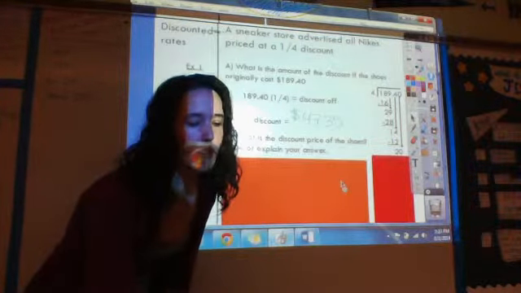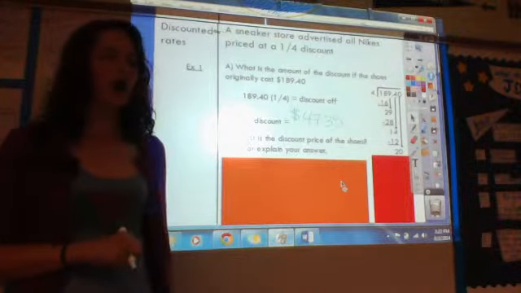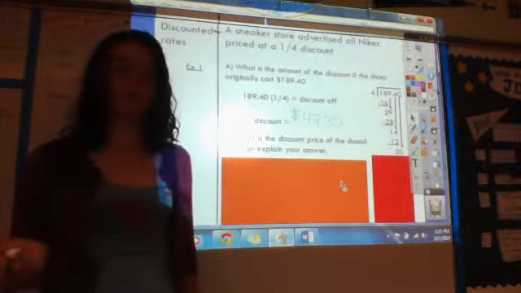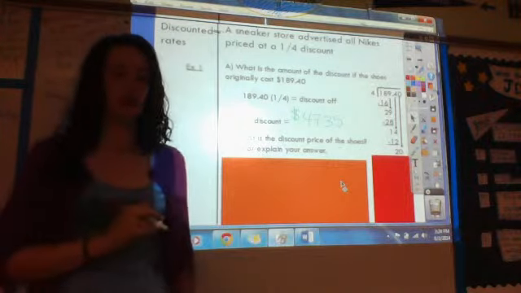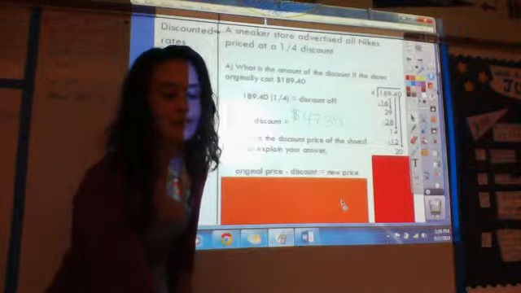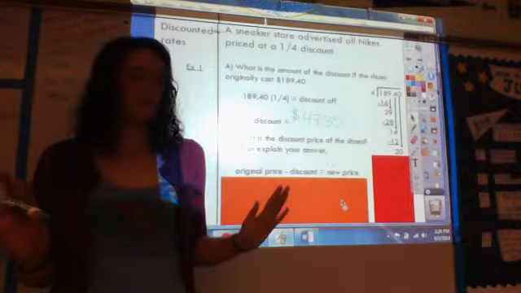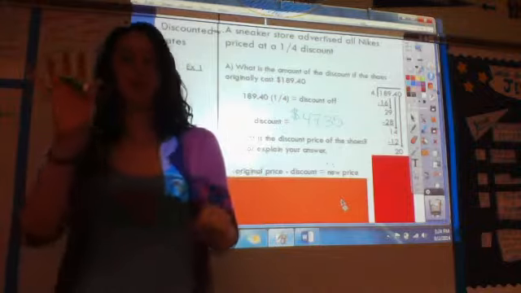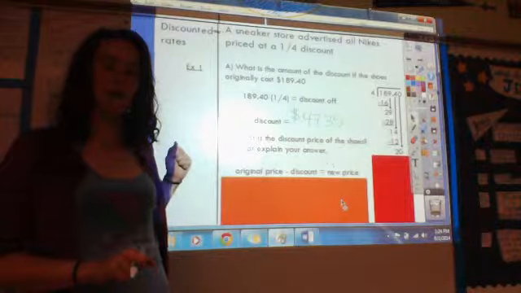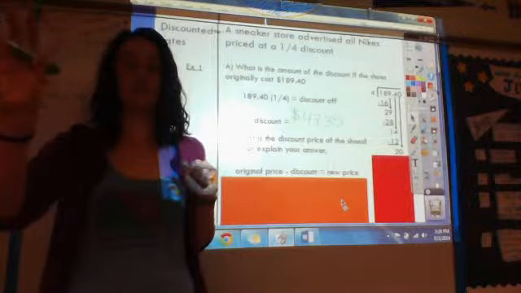My second part of my question is, what is the discount price of the shoes? Show or explain your answer. So, I have my original price, which was $189.40, and I also have my discount, which I know is the amount that was taken off of what I actually purchased. So, how I'm going to write my answer is original price minus discount equals new price. Now, there's one thing we should go over right now before anyone gets confused. We have our discount, and then we have a discount price or a new price. Our discount is the amount that was taken away from the original price, and our discount price or new price is the amount that you actually paid, the sale price, okay?